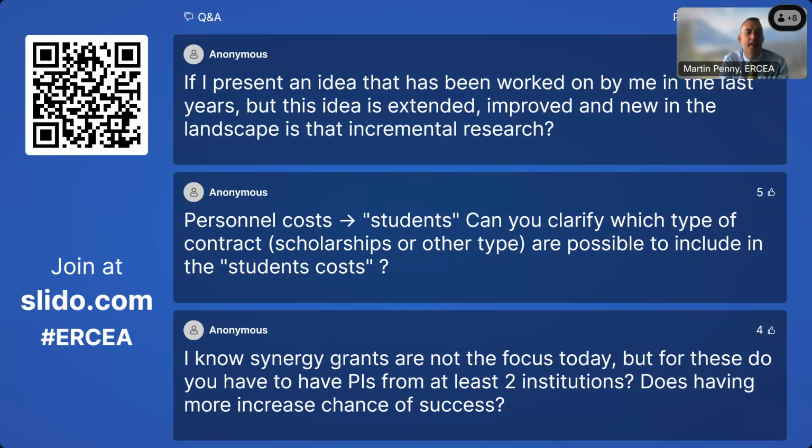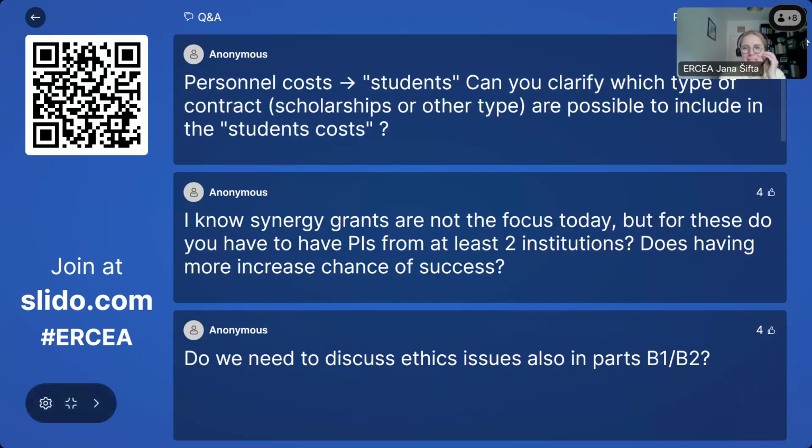Okay. Then, Jana, if I can come to you, if I present an idea that's been worked on by me in the last years, but this idea is extended and improved and new in the landscape, is that incremental research? I would say no, but I'm not the one who's evaluating your proposal, so it will depend on the idea of the panel. Of course, if you add something new and improve, and it's new in the landscape of the research, then it should not be incremental. It doesn't sound incremental. Clear.